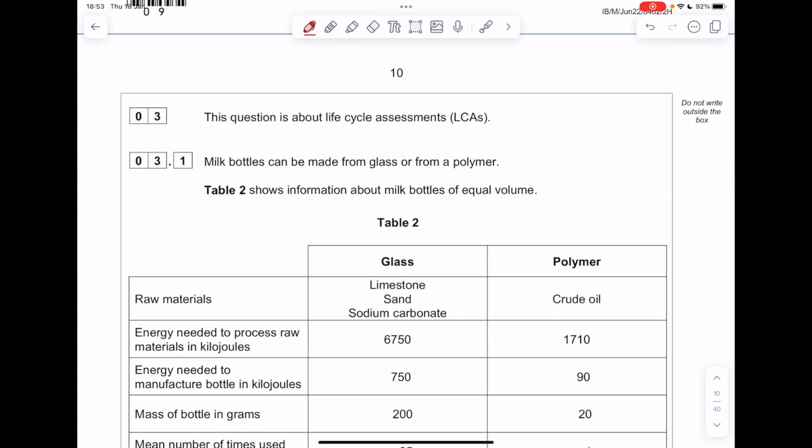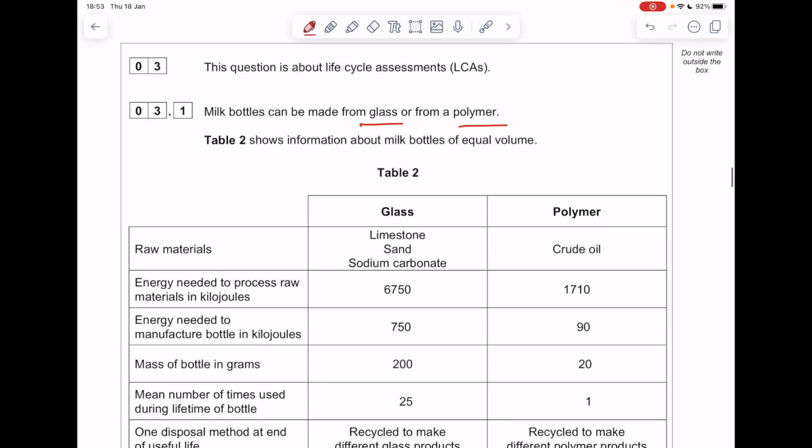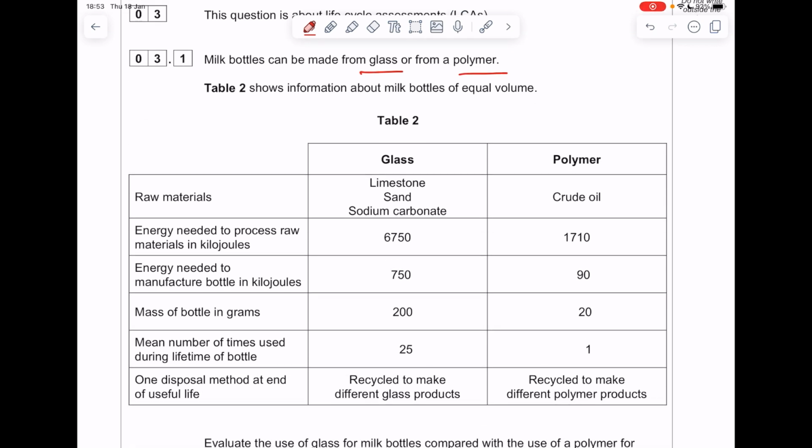This question is about life cycle assessments. Milk bottles can be made from glass or from a plastic polymer. Table 2 shows information about the milk bottles of equal volume. Right, let's look at the raw materials. So, crude oil is non-renewable, that's an issue.